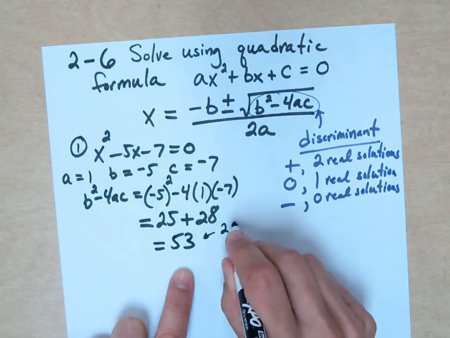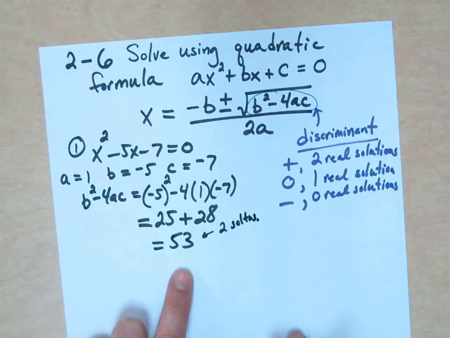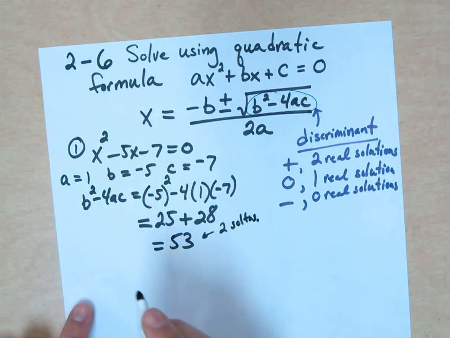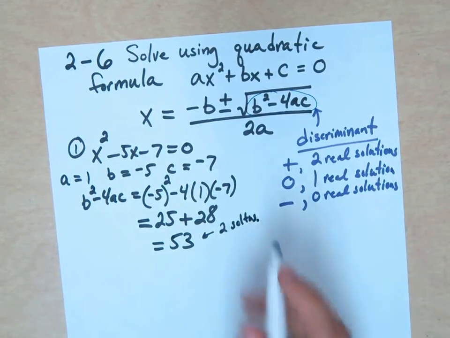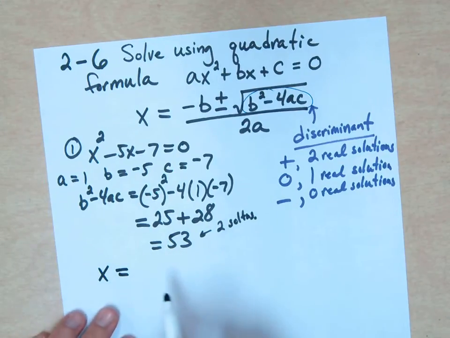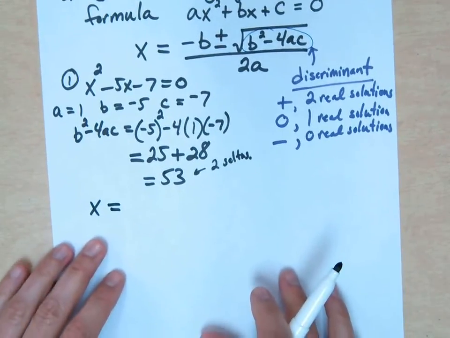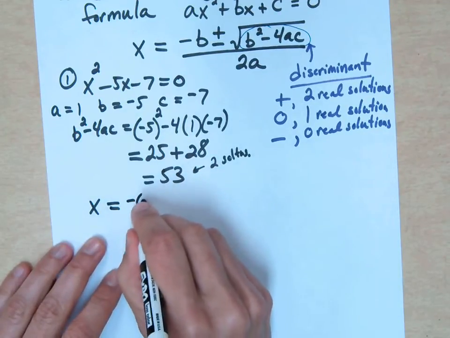So because it's a positive number, I already know that there's two solutions, because that might be all the question's asking. And now let's figure out what those answers are. And you will need a calculator. If you don't have one, you can check one out in a second. So let's figure out what those answers are.